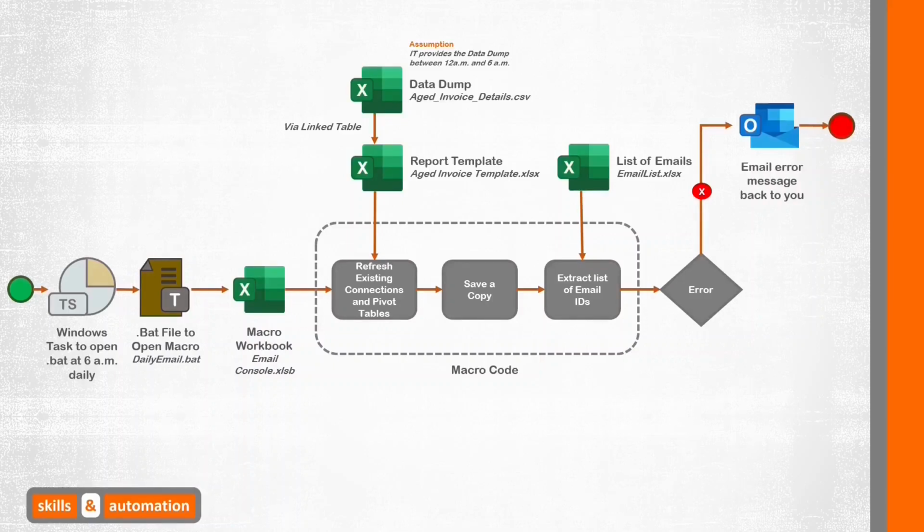However, if there is no error, then we will create the email, attach the current copy of the report template, and send it to the right team members. I hope that what we are about to build sounds interesting up until now. Let's move on and look at a demo in action. In the demo, we will just manually trigger the macro workbook.